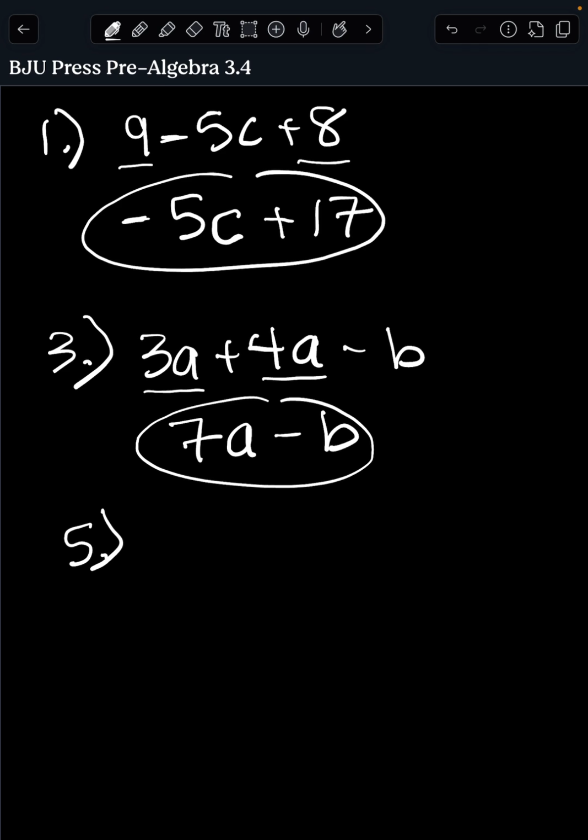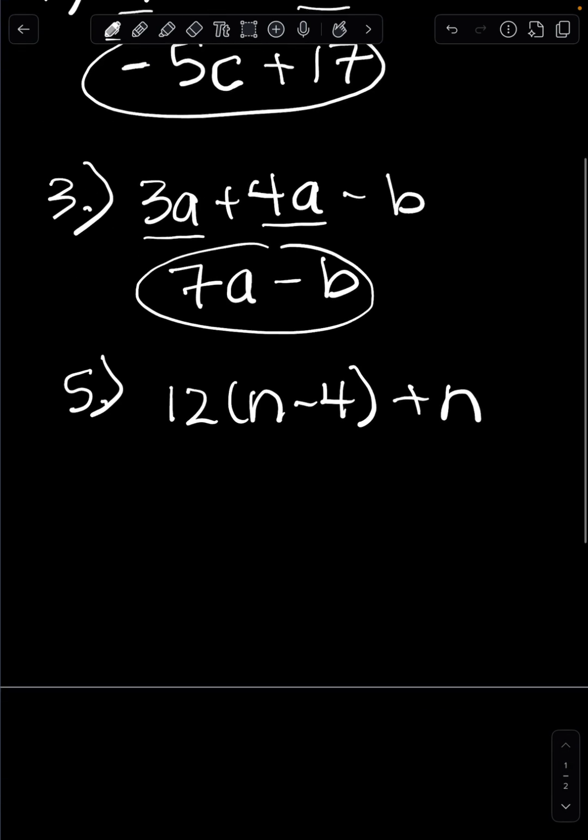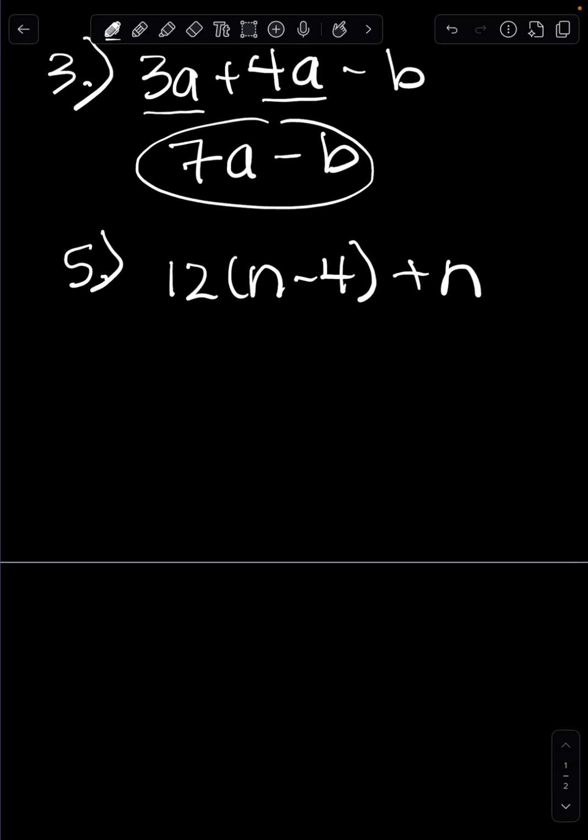Number 5, 12 times the quantity n minus 4 plus n. All right, in this problem, we're going to have to do distributive properties so we can get rid of these parentheses. And I know I need to do that because I've got an n here and over here, and they need to be combined, but I've got to get rid of the parentheses before I can combine them. So we're going to distribute the 12.